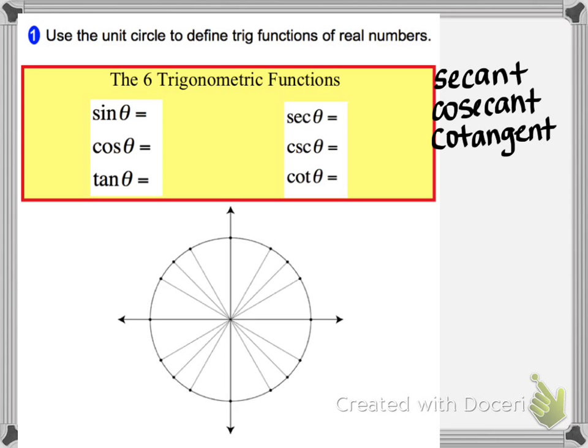Now, one thing you're going to notice is that we have 6 trig functions here rather than 3. Now, sine, cosine, and tangent are those basic trig functions you learned in geometry. We're adding in 3 more: secant, cosecant, and cotangent. Now, those 3 functions are going to be the reciprocals of sine, cosine, and tangent.